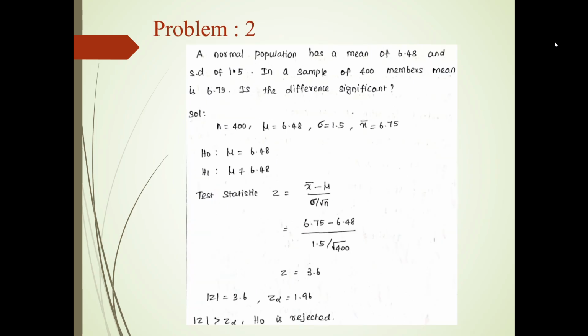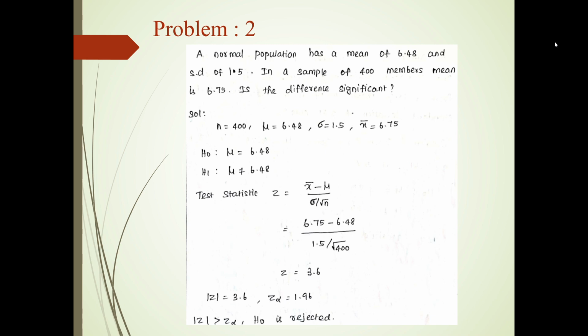Second problem. A normal population has a mean of 6.48. This 6.48 value is for the population, so this is the population mean. And the standard deviation of 1.5 is also for the population, so this is the sigma value. So sigma is equal to 1.5 and mu is equal to 6.48. Next, in a sample of 400 members, the number of members is n. So n value is 400, which is greater than 30, so it is a large sample test. And we are dealing with only one sample, so this is a test for single mean problem.